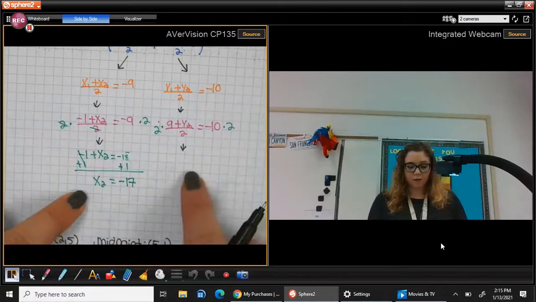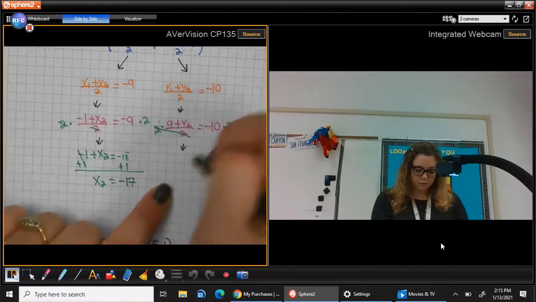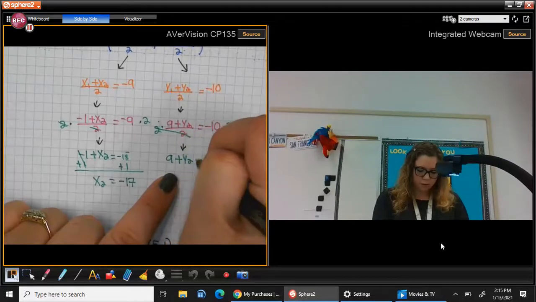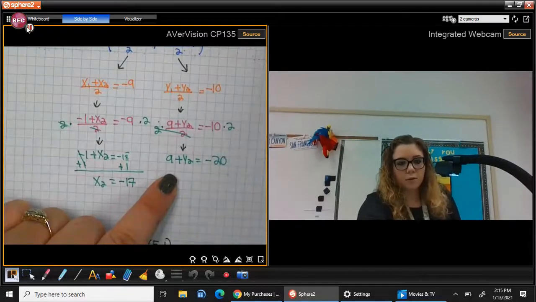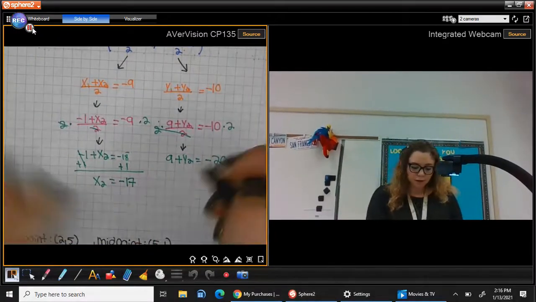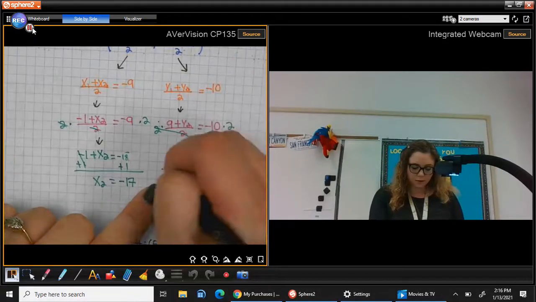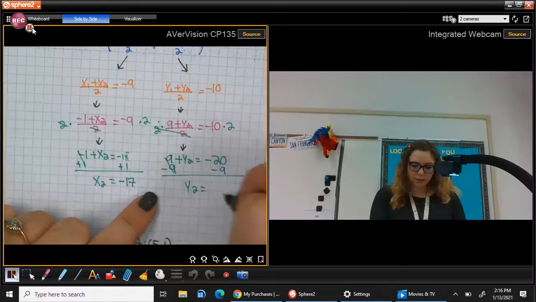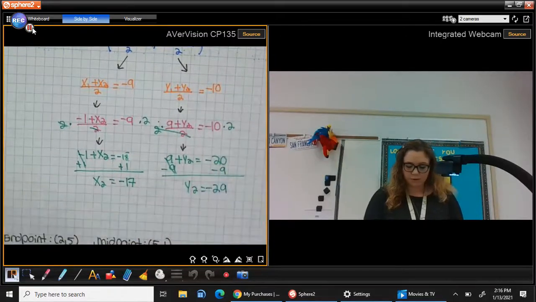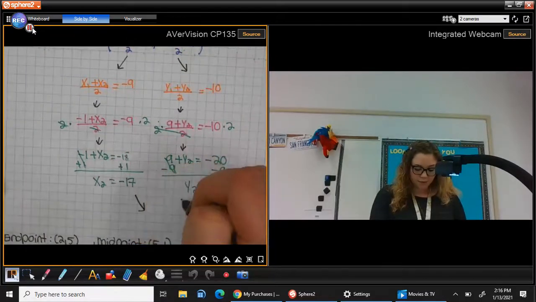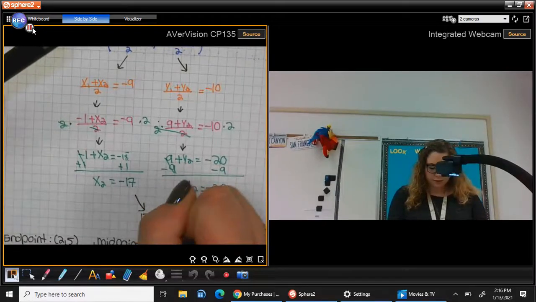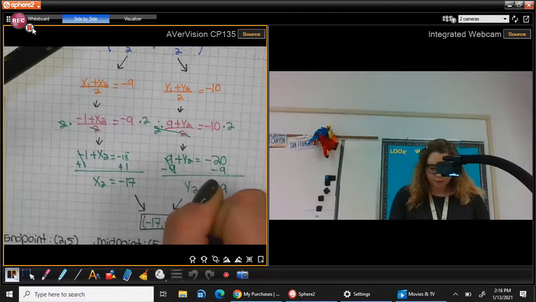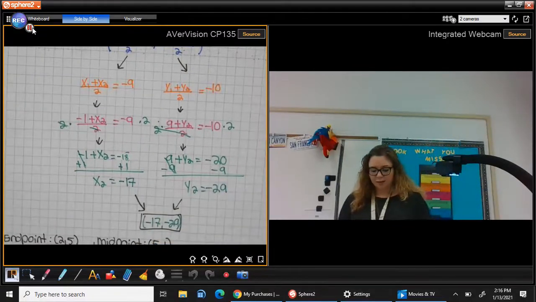And then I am going to do this side. Negative 10 times 2 is negative 20. Okay, sorry about that. So then I'm going to do this 9. I have y2 equals negative 29. And so now I'm going to write my endpoint. So I have negative 17 and negative 29, and that is going to be my answer.